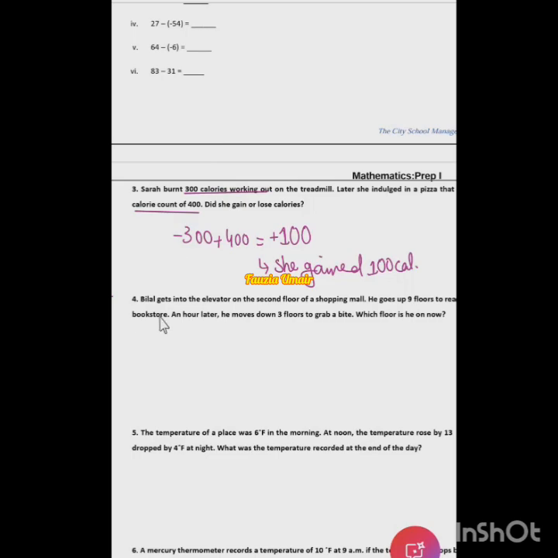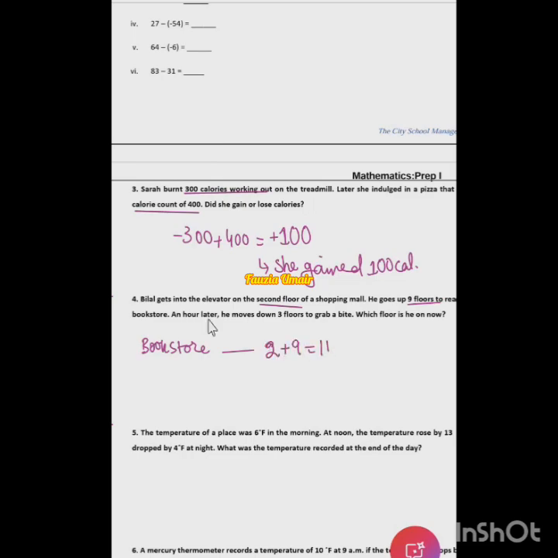So the next question is: Bilal gets into the elevator on the second floor of a shopping mall. He goes up 9 floors to reach a bookstore. He was on the second floor, and then he goes up 9 floors. So on which floor is he now? The 11th. So 2 plus 9, it's 11.